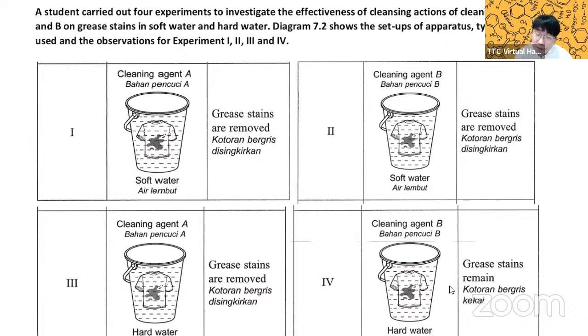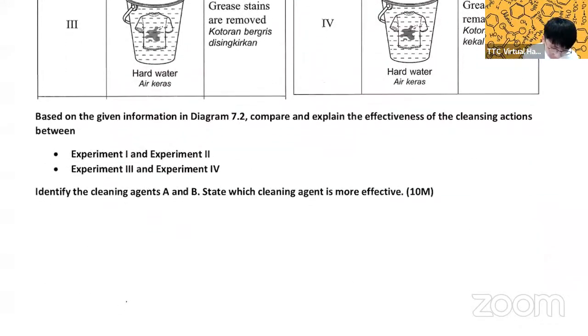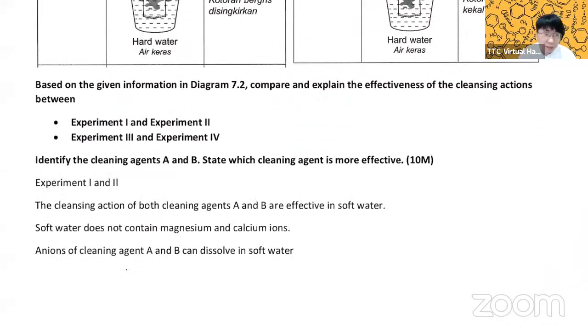Besides having grease stain remain, what are the extra things you might form? If you put soap in hot water, what do you form? You form insoluble salt known as scum. Very good. So from here, I explained: action 1 and 2, A and B, are effective in soft water. Why? Because soft water doesn't have magnesium or calcium, so they can dissolve in soft water.